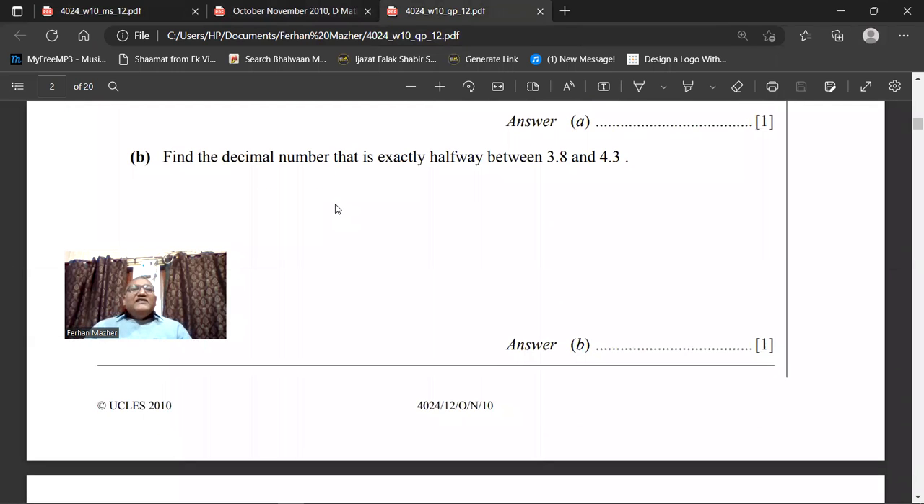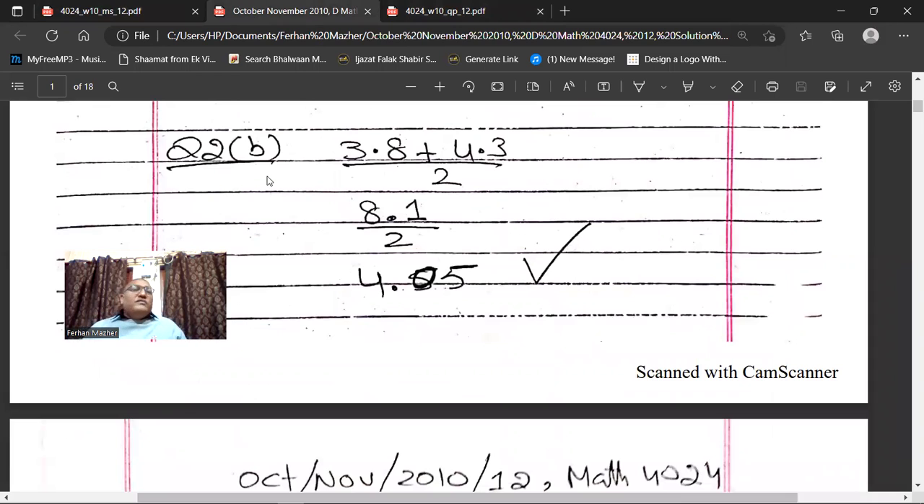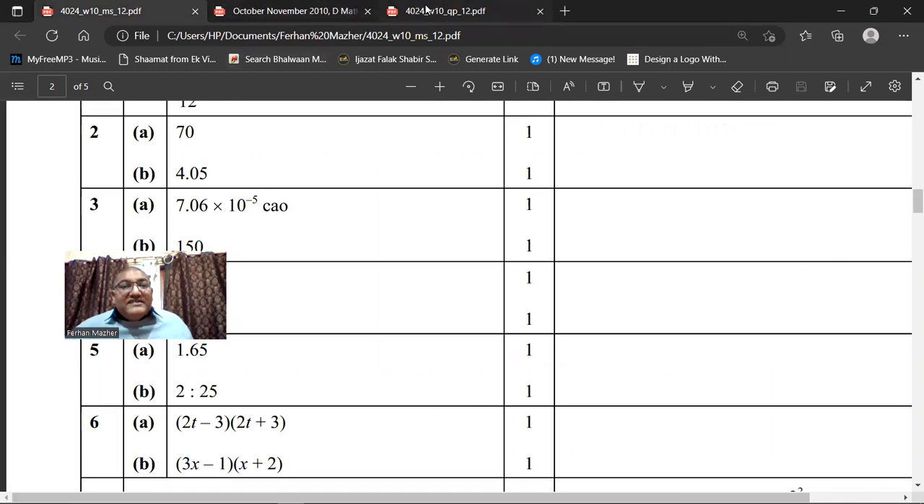Okay, so B part, he says find the decimal number that is exactly halfway between 3.8 and 4.3. If you want to find the number which is exactly halfway between 3.8 and 4.3, the method is you add them up, and whatever is the answer, you divide it by 2. So that's the strategy. Question number 2, its B part is showing up. It says 3.8 plus 4.3 divided by 2. When you add 3.8 and 4.3, you get 8.1 divided by 2, and it will be 4.05. 4.05 is the right answer, sir.